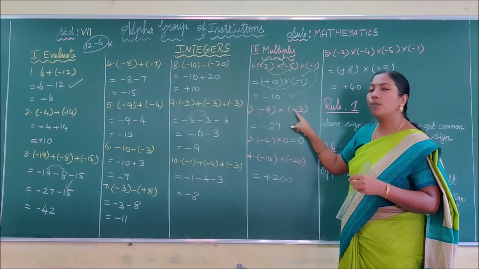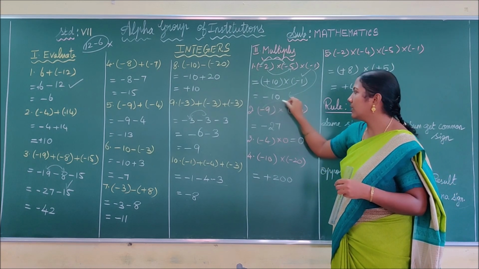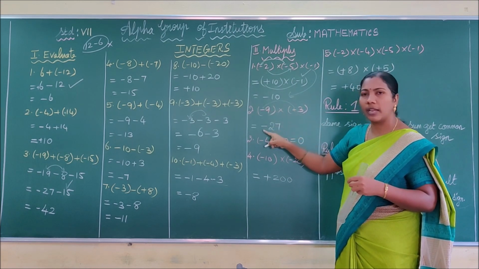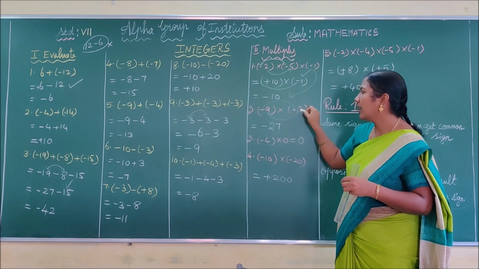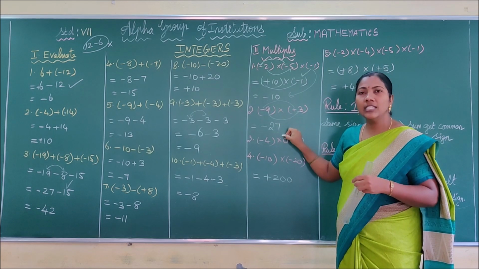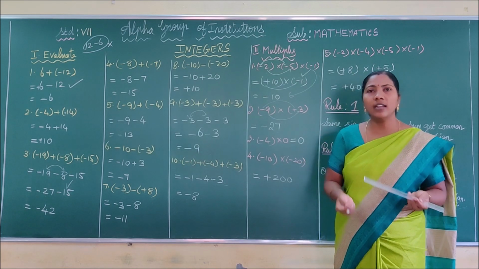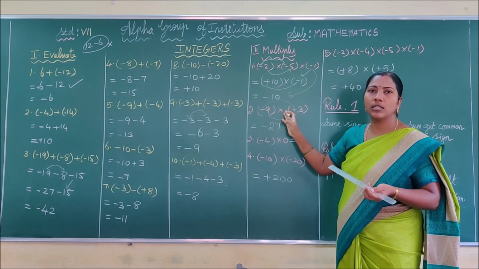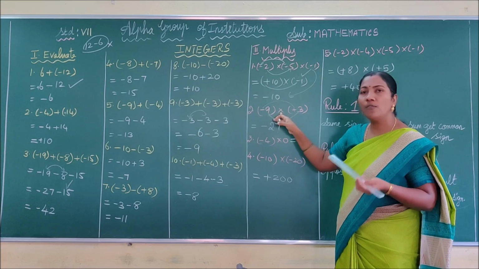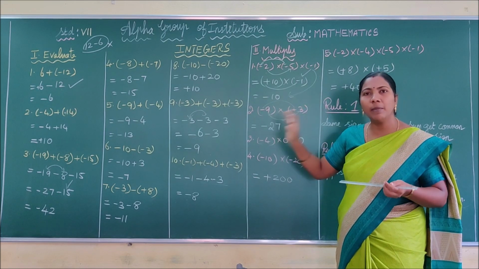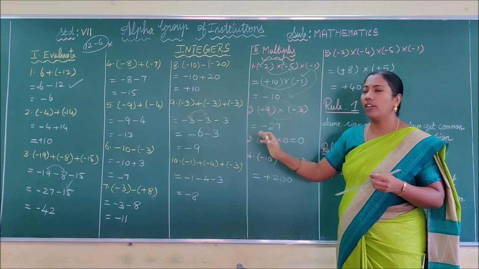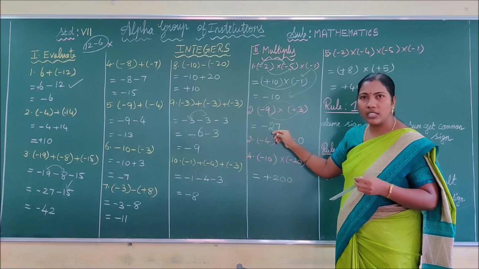Minus 9 into plus 3. First multiply the symbol. Minus into plus, minus. Next multiply the value. 9 3s are 27. In this sum, many of you wrote 9 plus 3, 12. How can you add in the multiplication process? This is the operation of multiplication. So you have to multiply the values. Don't add the values. So 9 3s are 27.